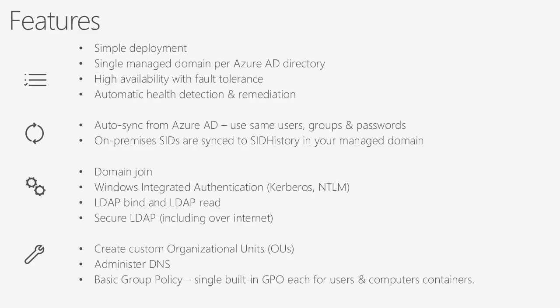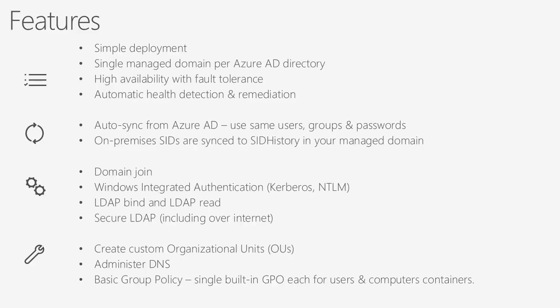So one of those was around custom organizational units. Organizations wanted the ability to create OUs for themselves and put in service accounts, for example. Also, you're now able to have delegated DNS admin rights, so you can set up forwarders and do the normal DNS things in that managed service.